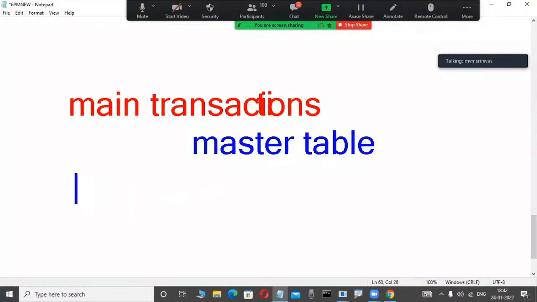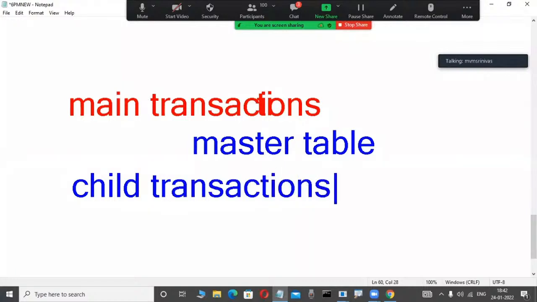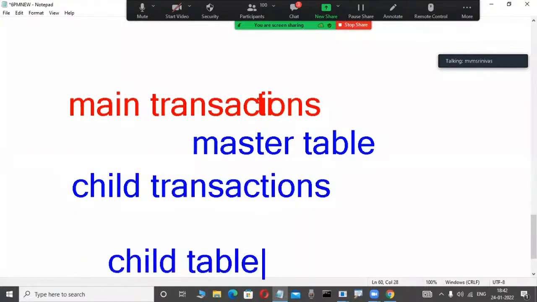Related child transactions are in real-time projects. Child transactions are stored where? In a child table. For example, observe here: main transactions are stored in a master table, related child transactions are stored in a child table or detail table.